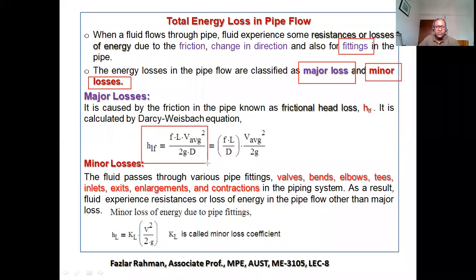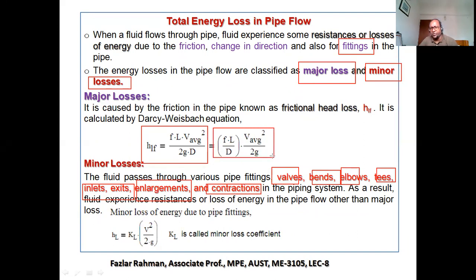This is our equation to figure out the major loss. Major loss means related to the friction. But if you have a valve, bend, elbow, tees, then inlet, exit, enlargement, where suddenly your pipe diameter increases or suddenly decreases, that means enlargement or contraction. So in those cases, you have to use one more equation, but you don't have to worry that much. This is our equation for major head loss, right?